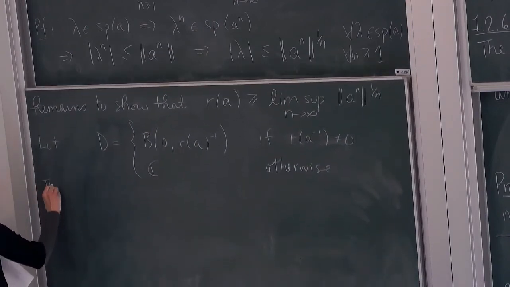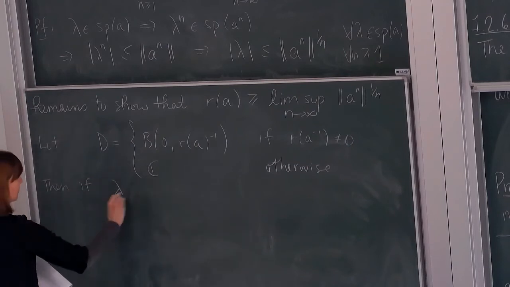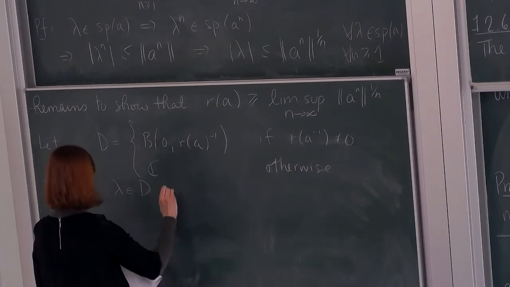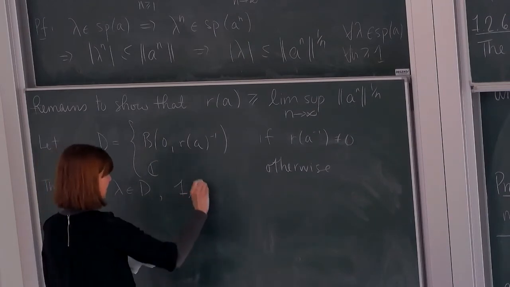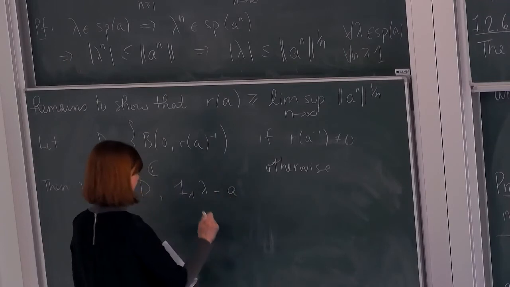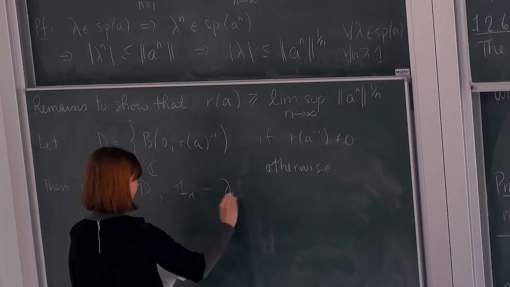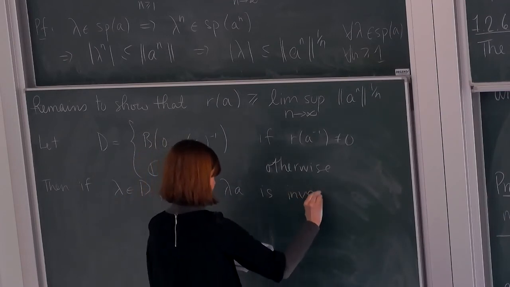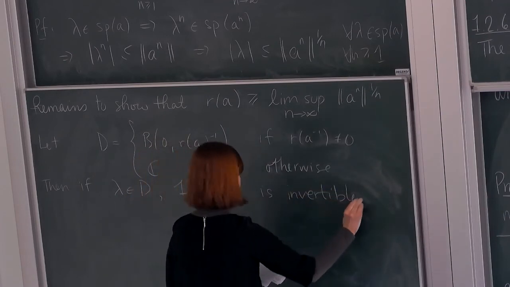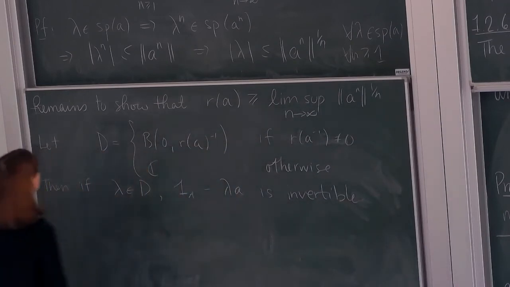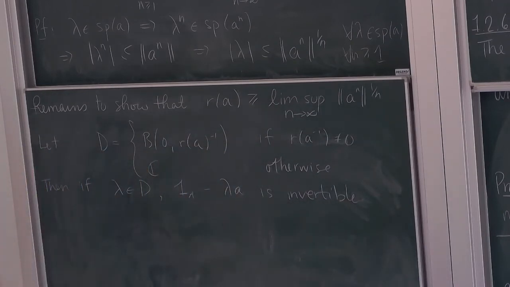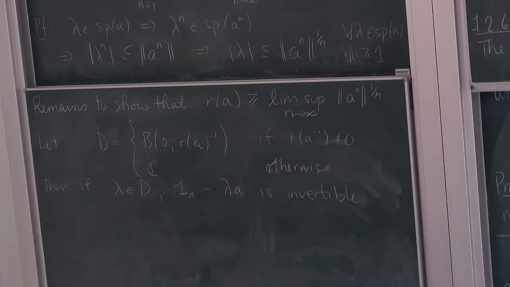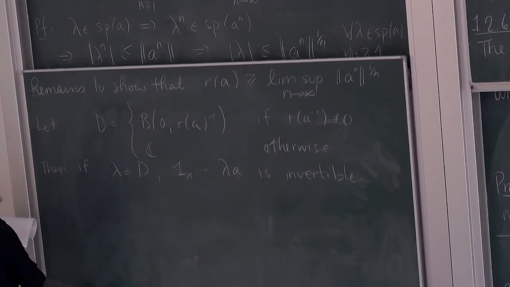Then if lambda is in D, we have that 1 minus lambda A is invertible. I have written down here theorem 1.24, so I'm sure that's long been erased, but I hope that that is the correct theorem.